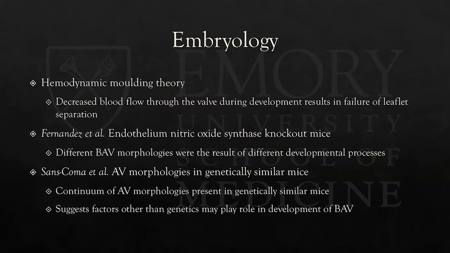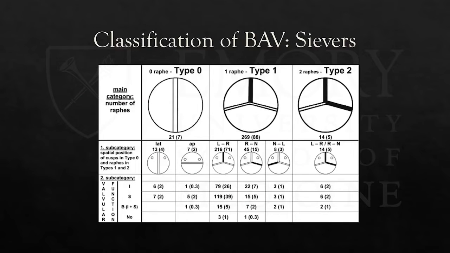embryologically. Sands, Coma, and his colleagues took genetically similar mice, with the same gene sequences, and looked at aortic valve morphologies. They found within their study of the animals that there was a continuum of aortic valve morphologies. In genetically similar mice, some developed tricuspid valves, some developed bicuspid valves, and the classifications of the bicuspid valves were different in some of these mice. So that study concluded that factors other than genetics were also playing a role in the development of bicuspid aortic valve pathology. So the exact cause and mechanism are clearly uncertain.